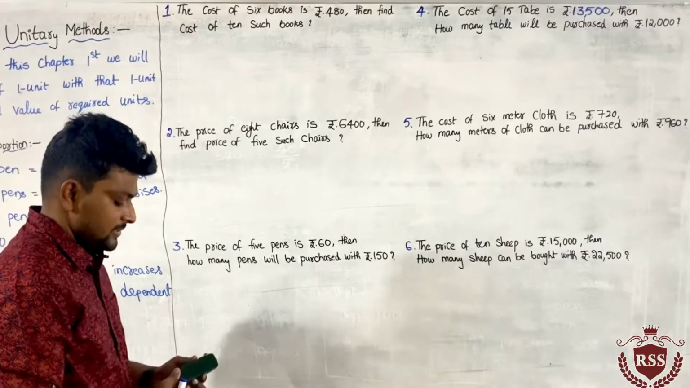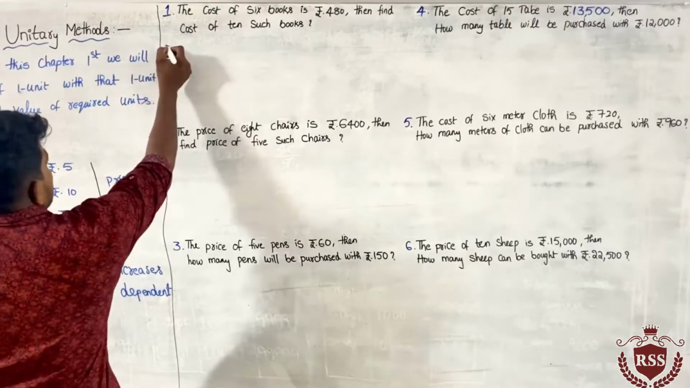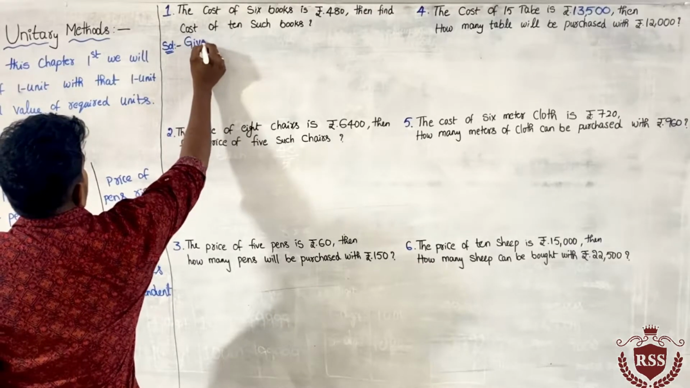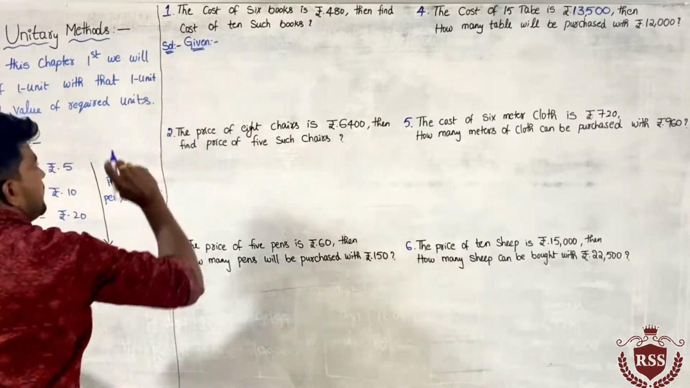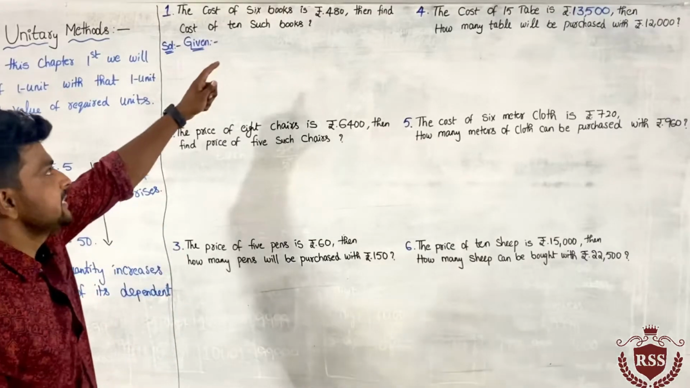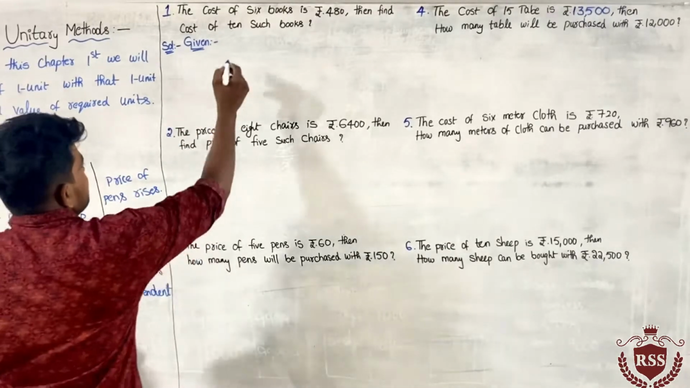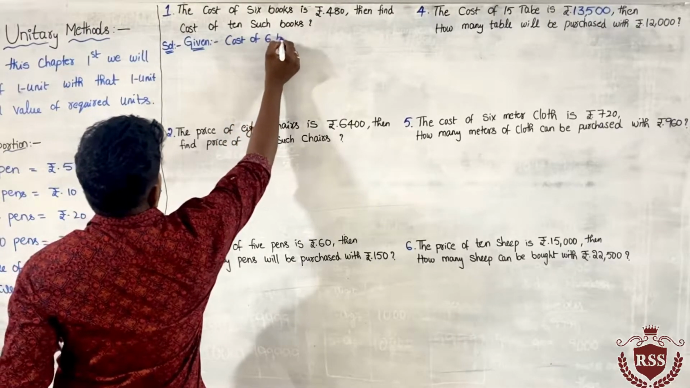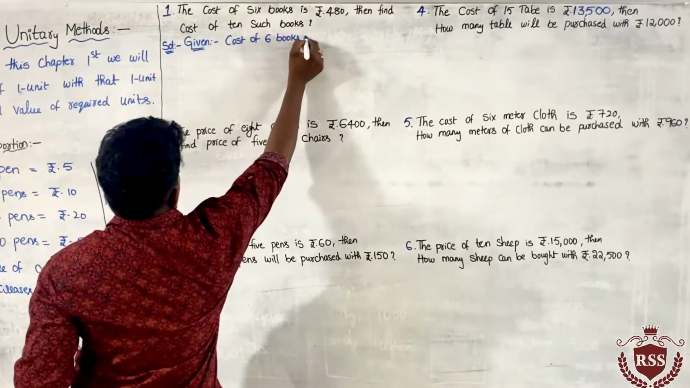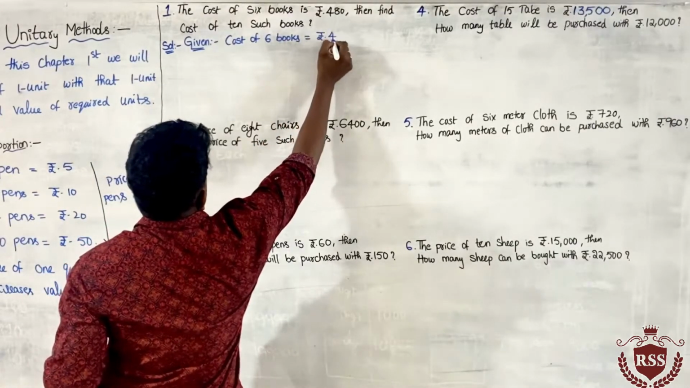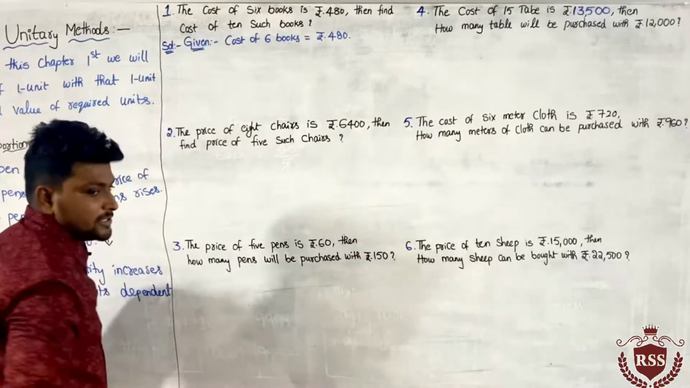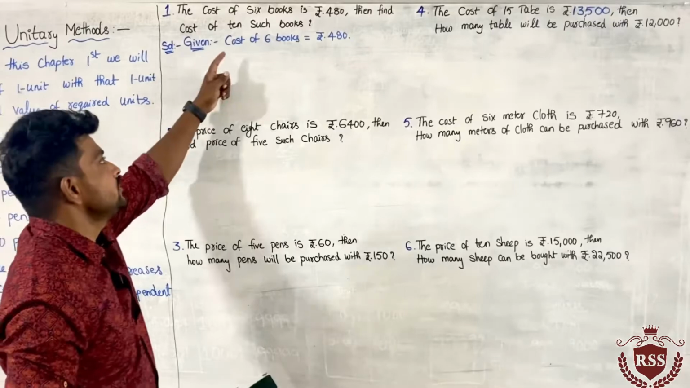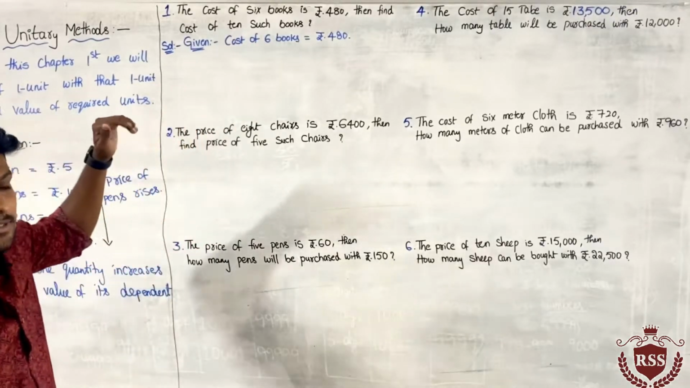See this first question. Look at the first question. What have they given? First of all, we need to write the given data. The cost of 6 books equals rupees 480. Okay, the cost of 6 books is 480. Now what do we need to find? Find the cost of 10 such books. Such books means 10 similar books.